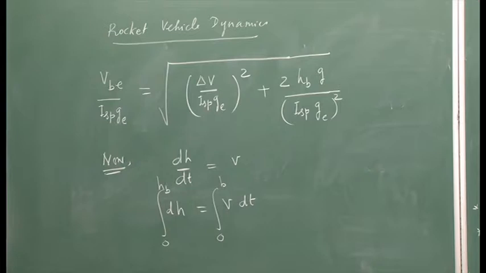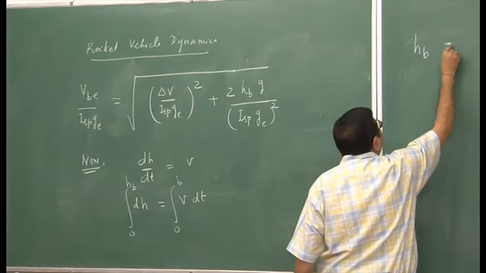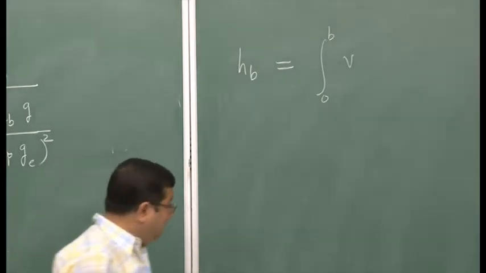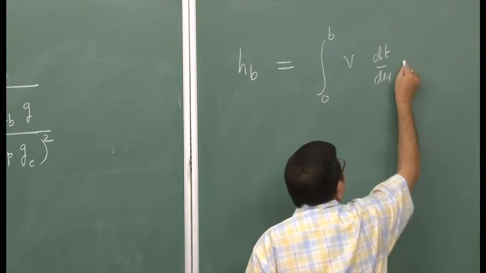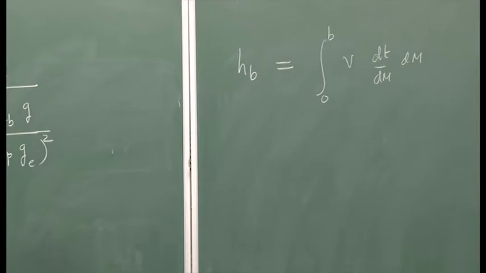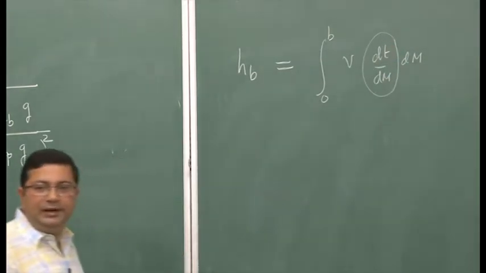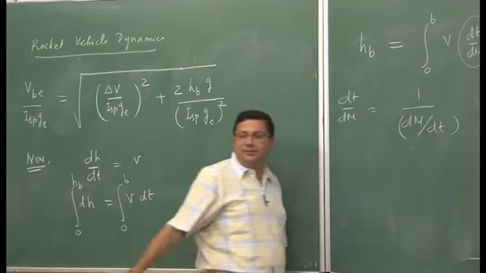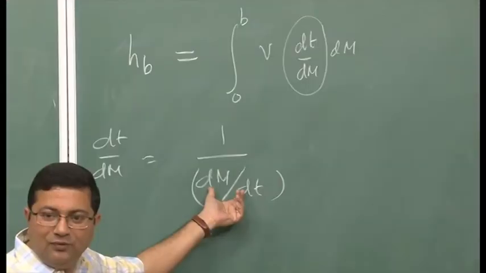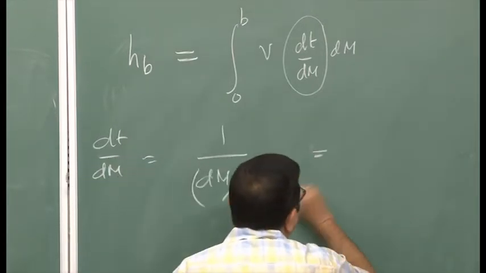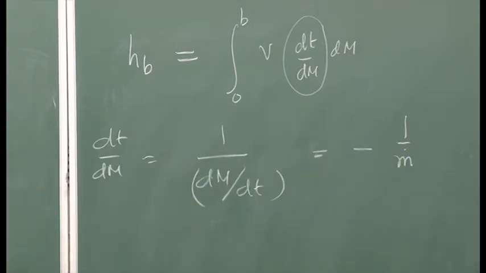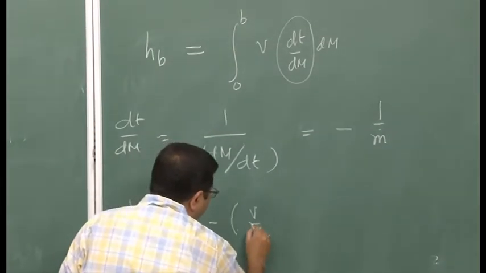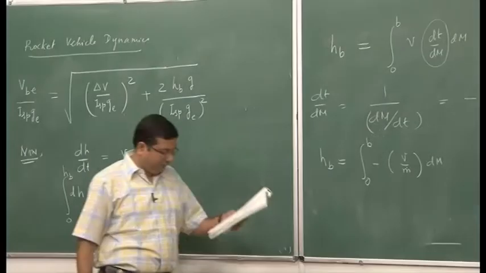So, let me first write this as h b is equal to integral v d t, but what I will do is, I will write it a little differently. d t I will write as d t by d m times d m. Okay. Now, what is this term d t by d m? d t by d m is equal to 1 by d m by d t, and d m by d t is the rate of change of mass, which is equal to minus m dot. So, therefore, this is equal to minus 1 upon m dot. So, going back to this expression then, h b is equal to integral from 0 to b of minus v by m dot d m. Okay.